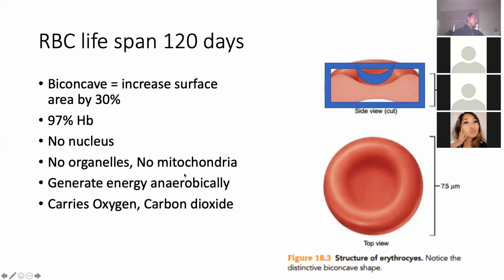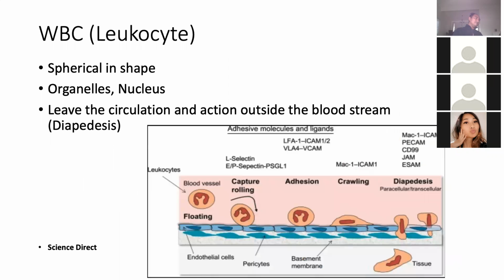No nucleus, no organelle, no mitochondria, only hemoglobin. It generates energy anaerobically because it doesn't have mitochondria, and it carries oxygen and carbon dioxide. The size of RBC is 7.5 micrometer, the thickness is 2.5, which is not important here, but the 7.5 micrometer is something we should pick up as an anatomy student. And what about WBC? Look at the previous.